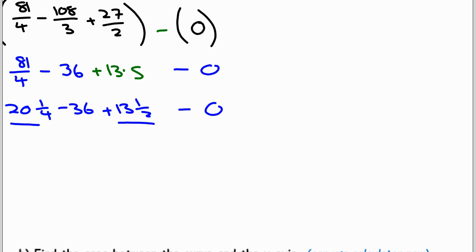33.75. 33 and 3/4, yeah. That's what I did. 33 and 3/4 minus 36. What's that going to give us? Negative 2.25. Minus 0, can't forget that. Negative 2.25. I was right.